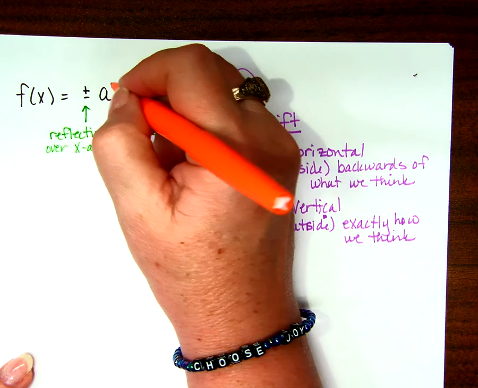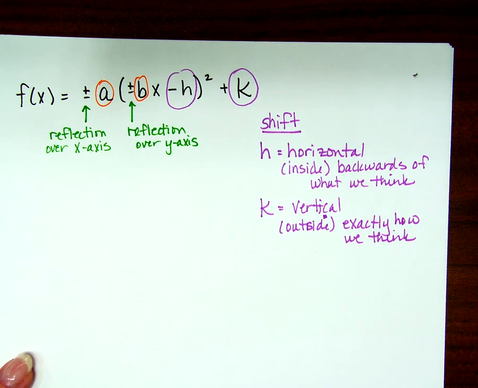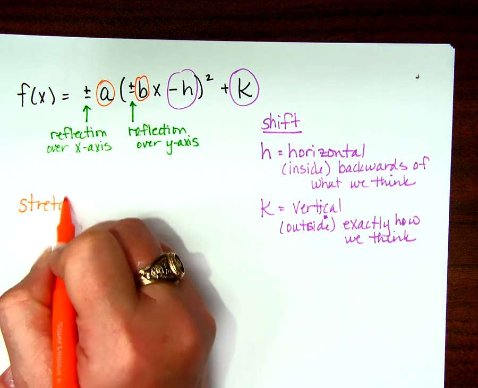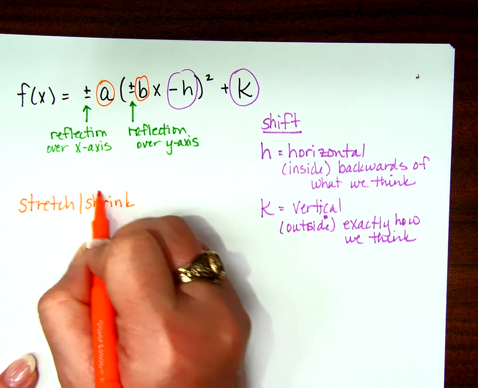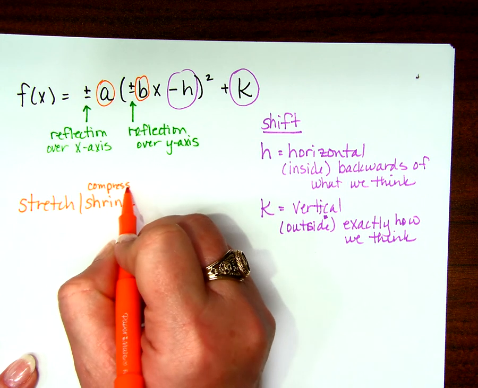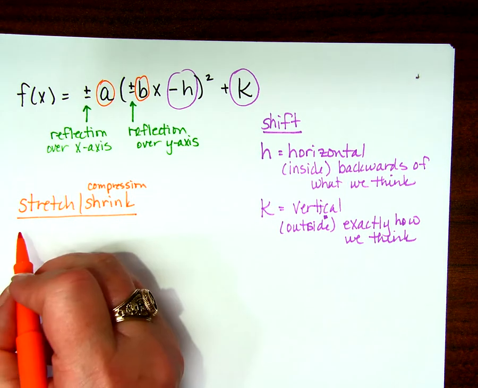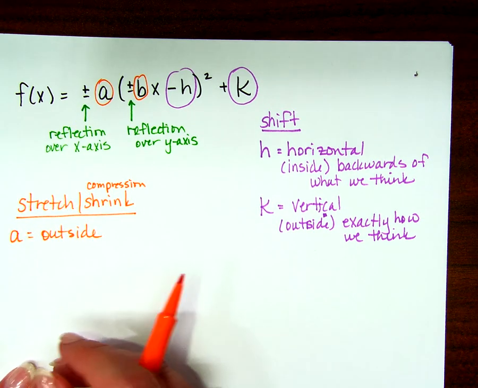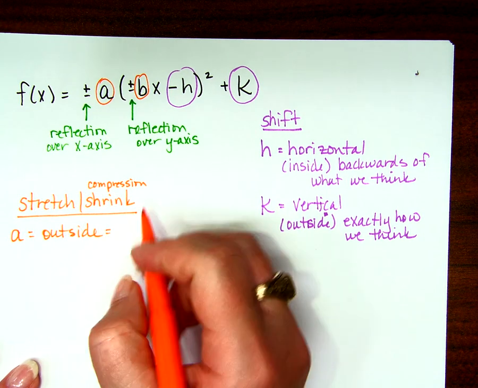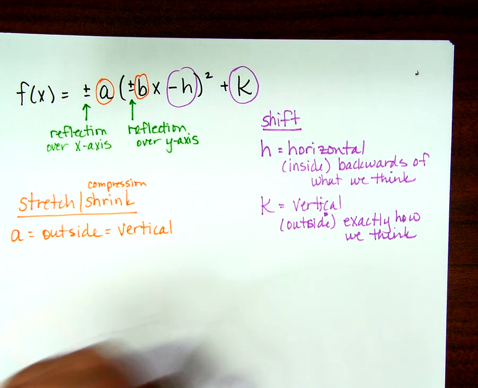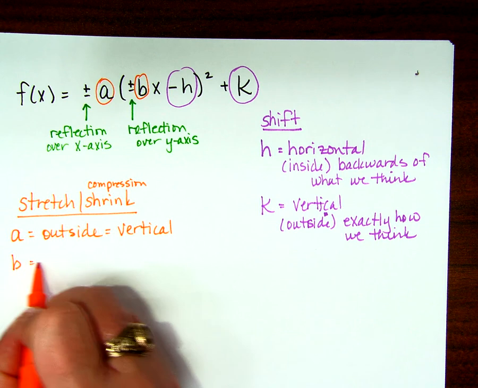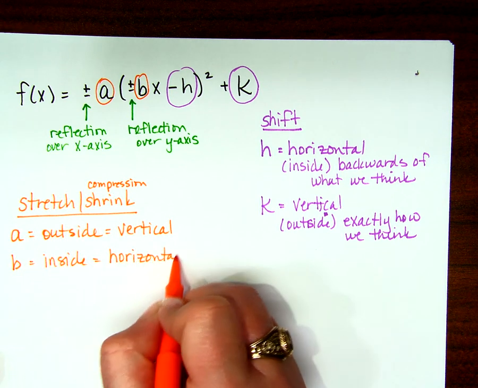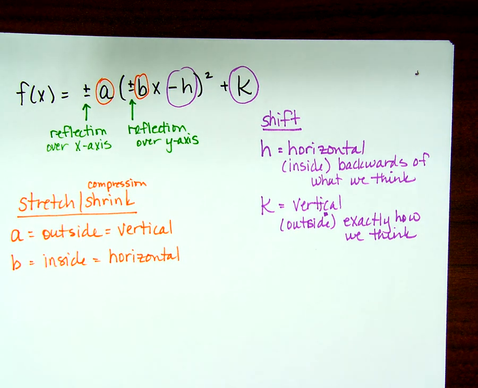Then we have a's and b's. A's and b's are going to cause a stretch or a shrink, but we also used to say compression. A is where? Outside. So depending on what it is, it's going to cause either a stretch or compression, but it's going to cause a vertical change, a vertical stretch or vertical compression. B is on the inside, so it's going to cause a horizontal change, either a stretch or compression, depending on what it is.